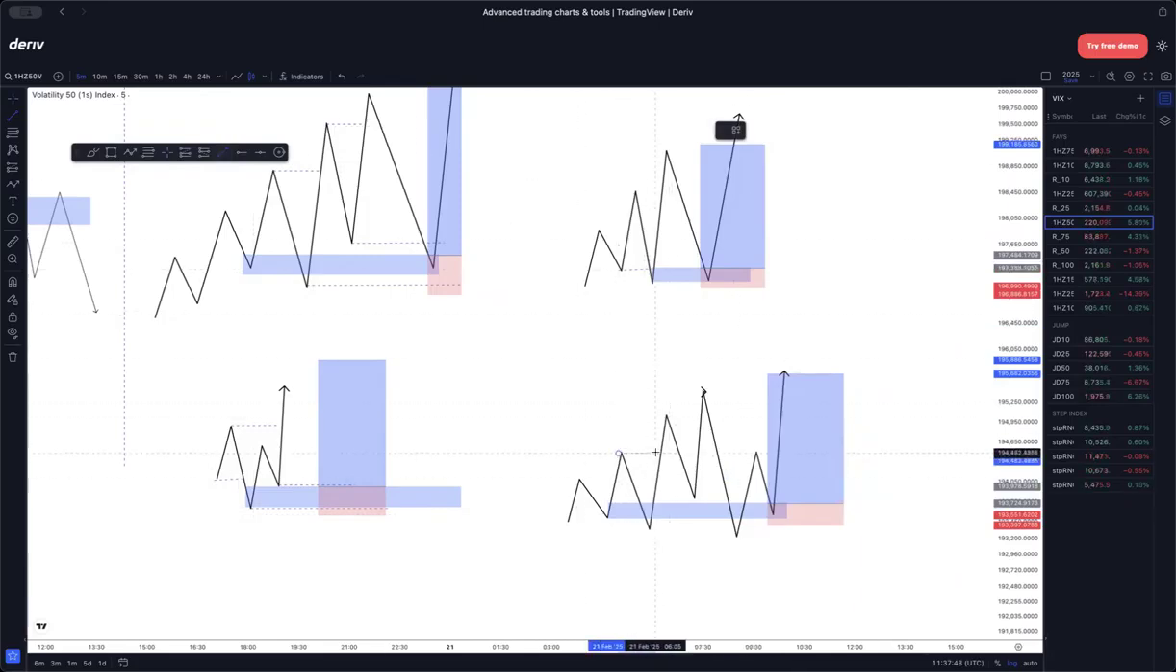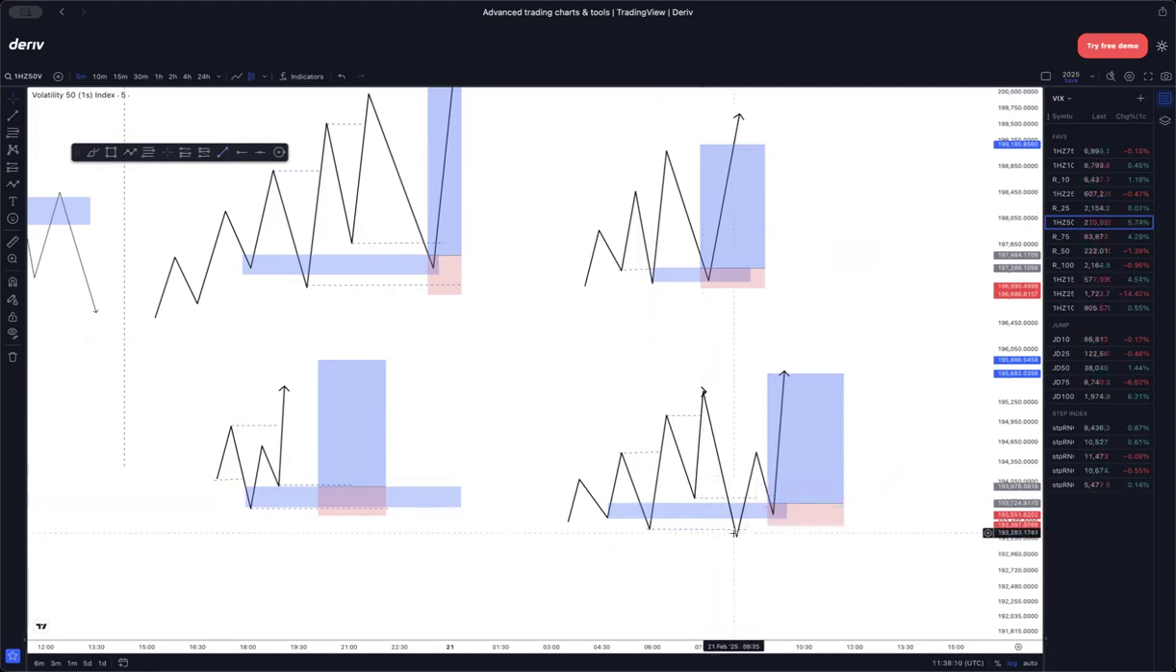Your break of structure. Now you can all see the differences in what I'm showing you. And these are what? These are all advanced market models.